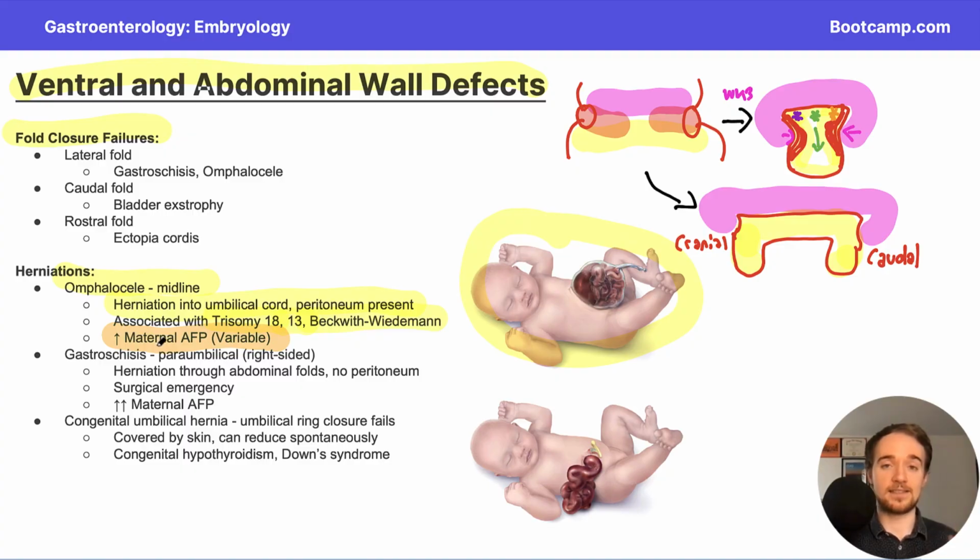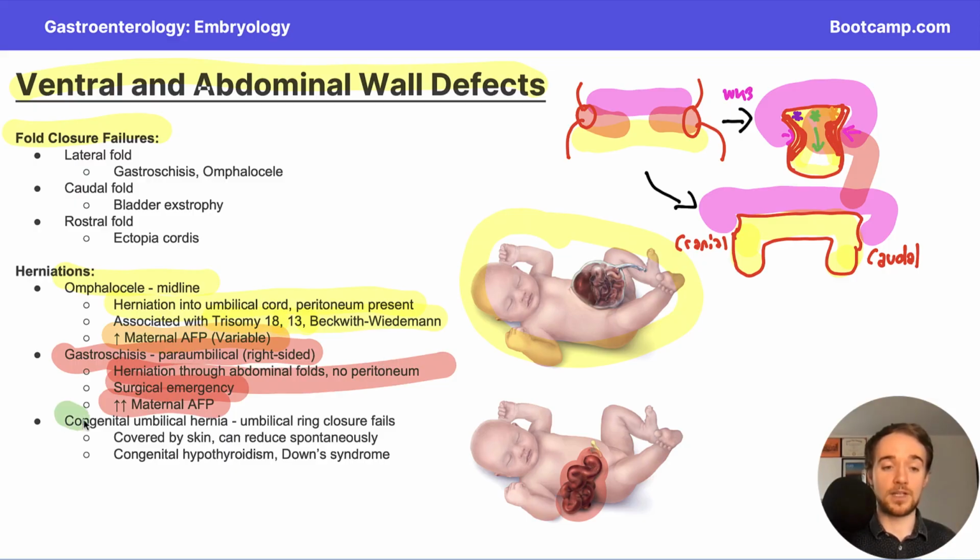Meanwhile, gastroschisis is a whole different ballgame compared to omphalocele. Gastroschisis is classically right-sided, meaning that it doesn't come out through the umbilicus like the midline omphalocele, but instead it comes out on the right side paraumbilically, like so. And this is a herniation through the abdominal folds. Like I drew earlier, this isn't a midline herniation, this is a herniation out the side, like so. And this is covered by no peritoneum and is a surgical emergency. And very importantly, you will have around a 10-fold increase in maternal alpha-fetoprotein compared to baseline.